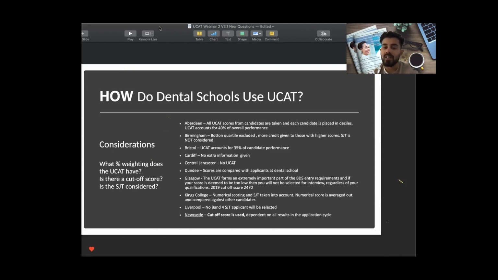And therefore, if your score is too low, then you won't be selected for interview regardless of your qualifications. And it's the same thing with Newcastle, a cutoff score is used, and that will depend upon the results in the application cycle. So as a result of that, you are really competing against everyone else, which almost puts the importance on setting yourself apart from everyone and doing as best as you can, really.